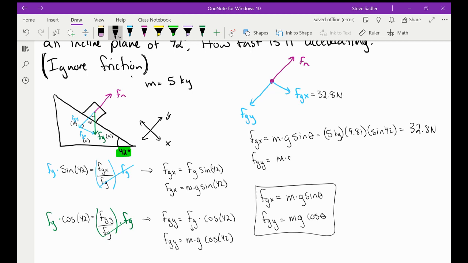FGY is mass times gravity cos theta, so that will be 5 kilograms multiplied by 9.81 meters per second squared multiplied by cos 42. And we can do the same thing, 5 multiplied by 9.81 multiplied by cos 42. And we get 36.5 newtons. So FGY is 36.5 newtons.